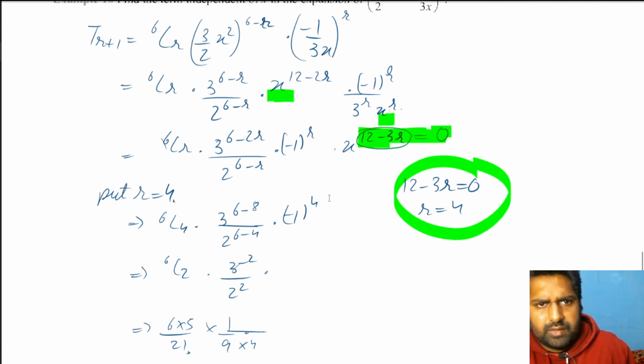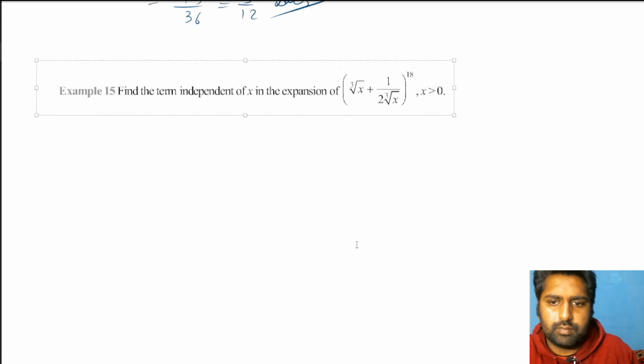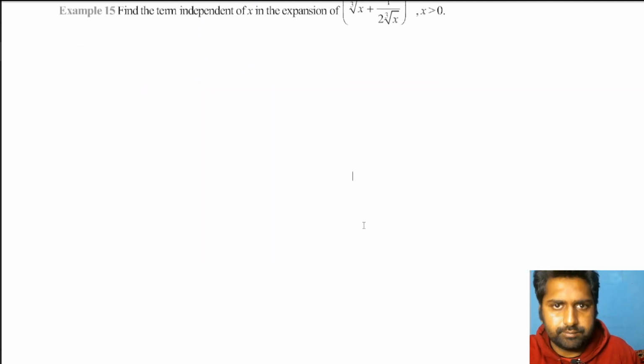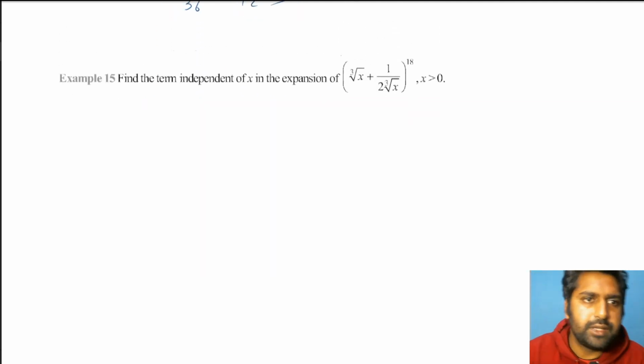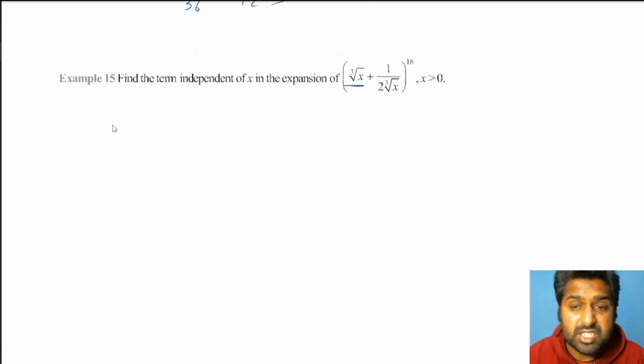Okay. One more question. Pretty much the last one. Independent of x again. The last application is there, no? So pretty much this will be the last question. Again, same thing we have to do. We have to find the term independent of x. Basically, we have to get the value of r for which x raised to power becomes 0. This time cube root of x is there. That means x raised to power 1 by 3. This is also cube root. So x raised to power 1 by 3 in the denominator.